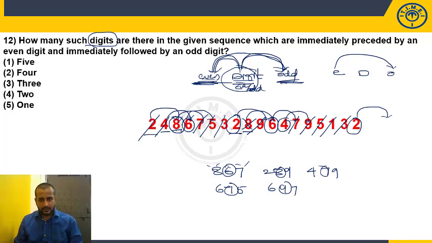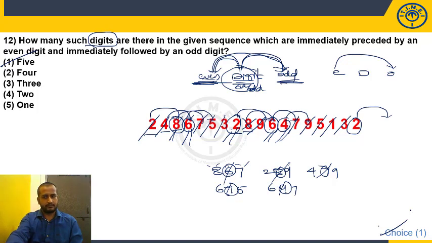So 1, 2, 3, 4, 8, 6 and where is the next? 2, 6, 4. These numbers. Totally how many? 1, 2, 3, 4, 5. So choice 1. Fine. Just simple shortcut method. It is a little bit of observation. By focusing on what, we can complete it in less time.